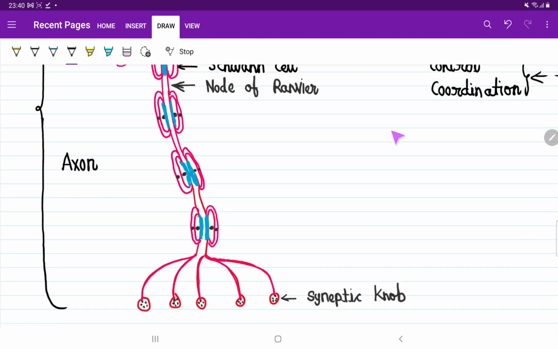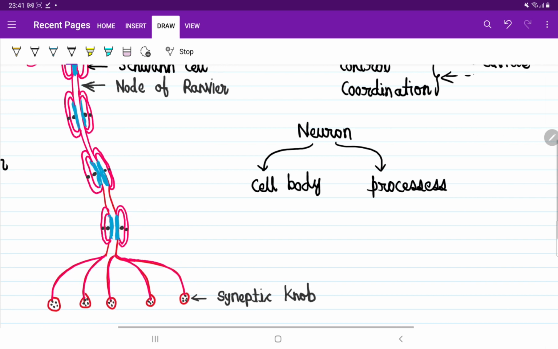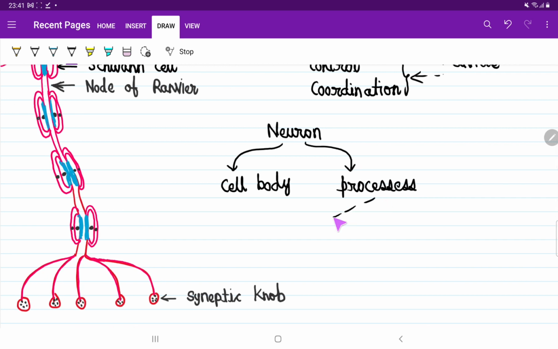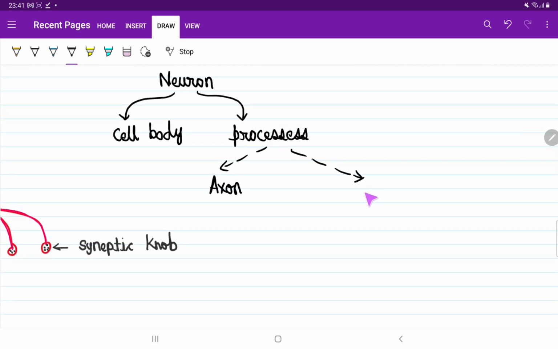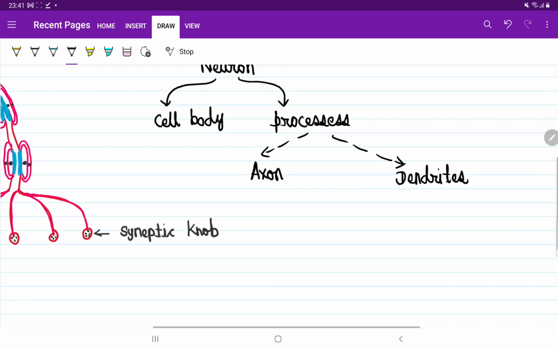So basically I can divide the neuron into two parts. The first part is called the cell body. The second part is called the processes. Now what are the processes? The processes are of two types here. One is the axon and the other one is the dendrites. Both are extensions. What are the similarities and differences between axon and dendrite?